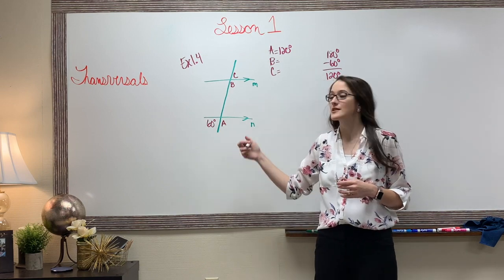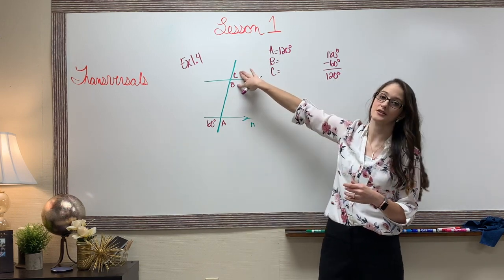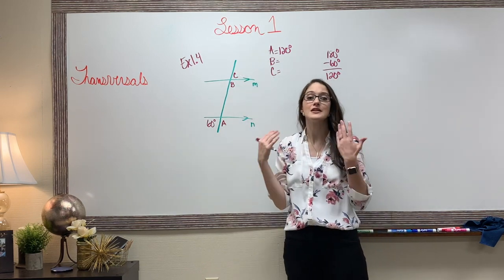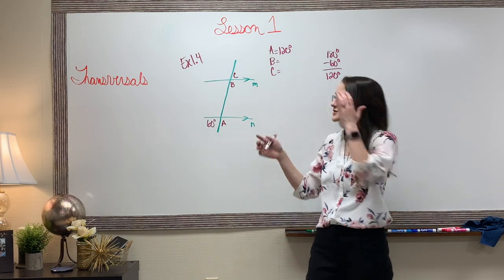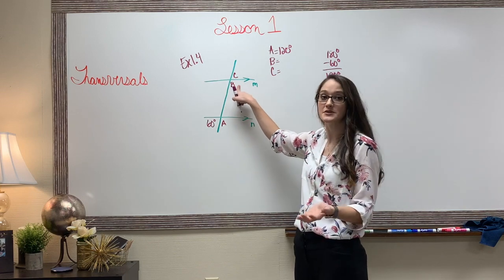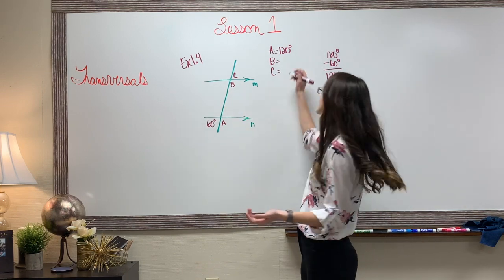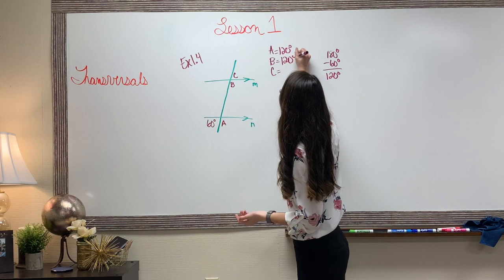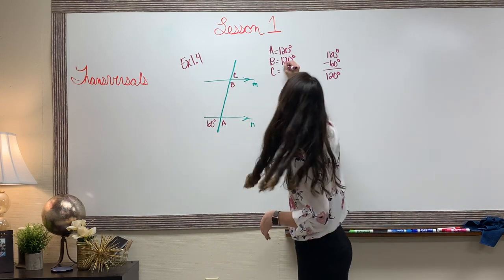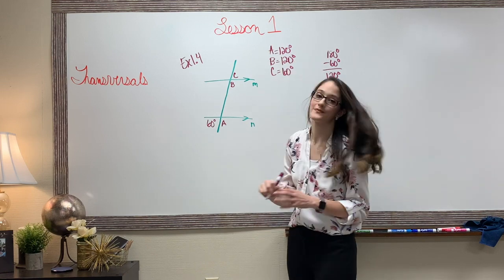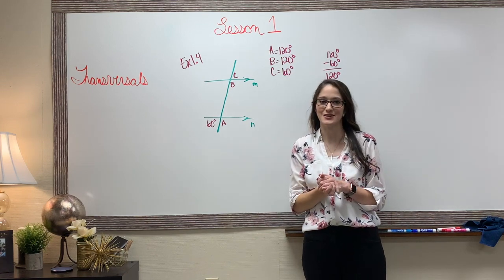So now that we know that, with this other line and intersection, we just need to ask ourselves, okay, is the angle that I'm looking at acute or obtuse? And then we can know our answer. So B is obtuse, so it's going to be the same as A. And C is acute, so it's going to be the same as our given. And that's it. That's simple.